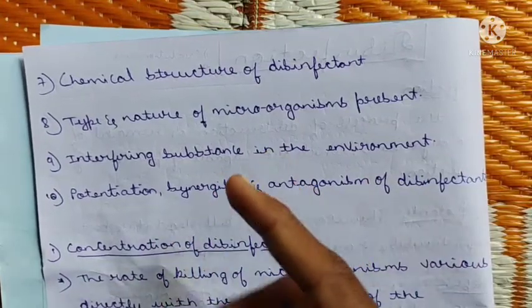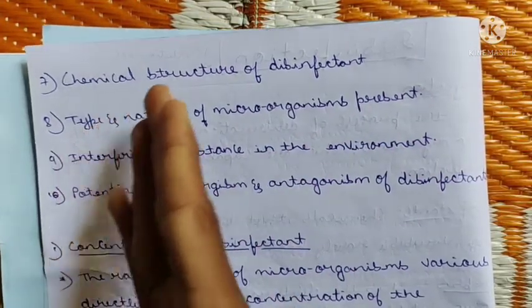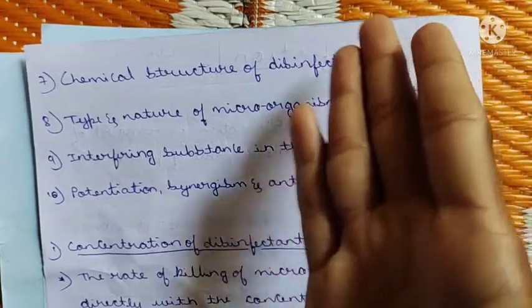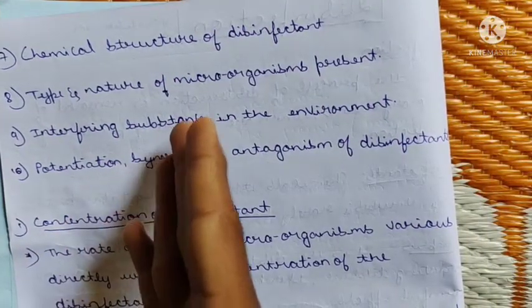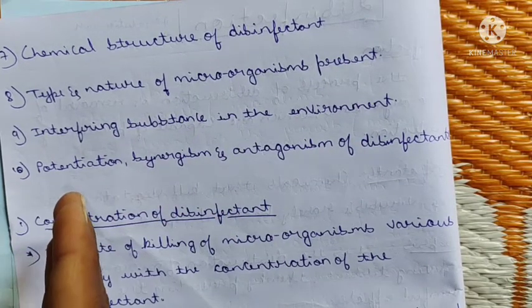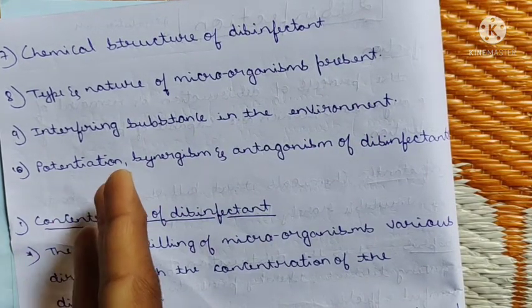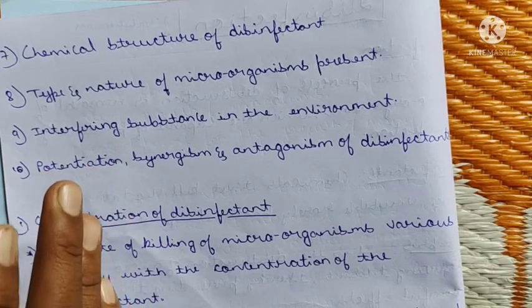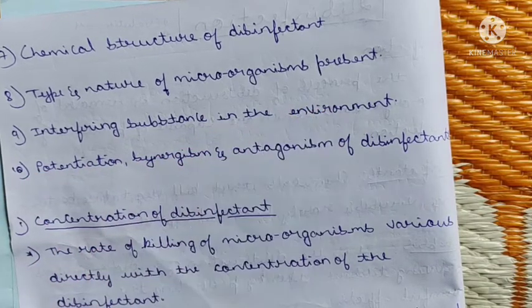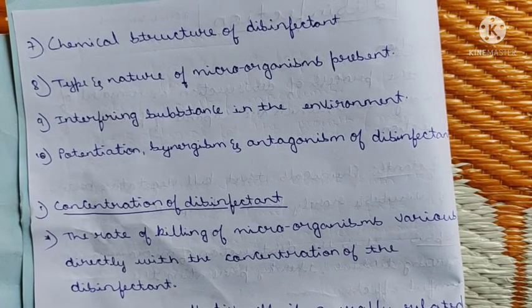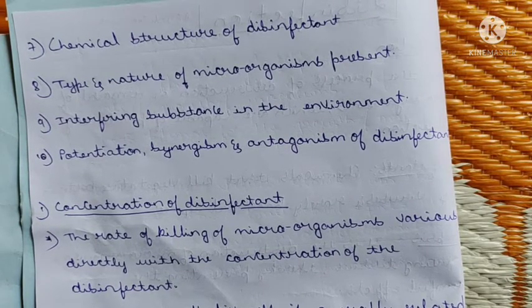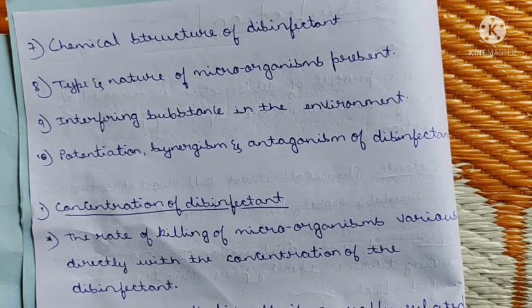Chemical structure of a disinfectant, type and nature of microorganisms present, which type of microorganism is present, and interfering substances in the environment. Then potency, or potentiation, synergism, antagonism of disinfectants. These are the 10 very important factors affecting the disinfectant. See, my dear brothers and sisters, first one is concentration of the disinfectant.